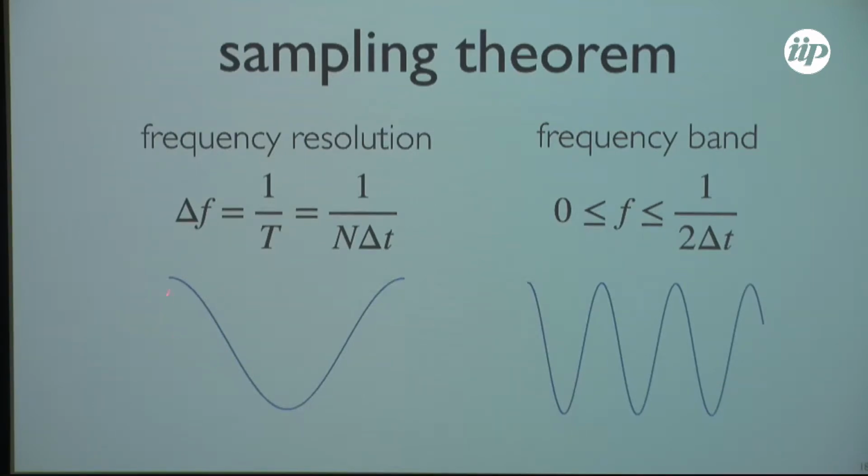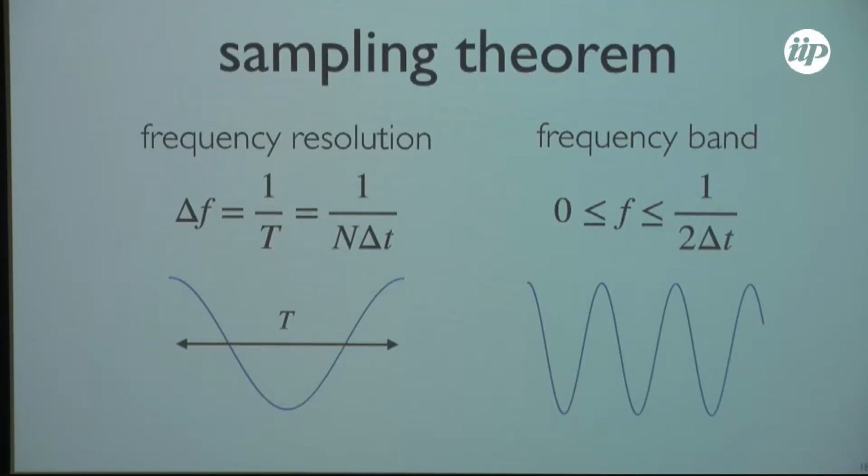You can get an intuition for that because that's the slowest sinusoid basically that you can see oscillating in a time t, and this will be the slowest frequency unit that you can resolve. So that would be your frequency resolution.